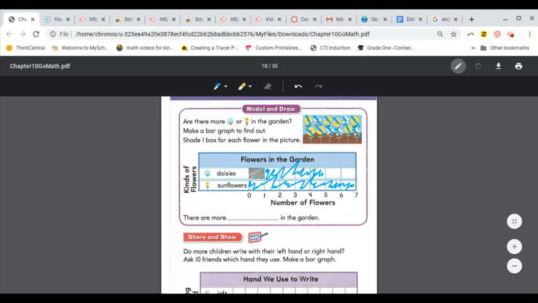So just like we used in our picture graphs, we're going to draw a line right here because this is where the daisies stop. But the line right here doesn't stop for sunflowers. We have 2 more sunflowers. So there are more sunflowers in our garden.